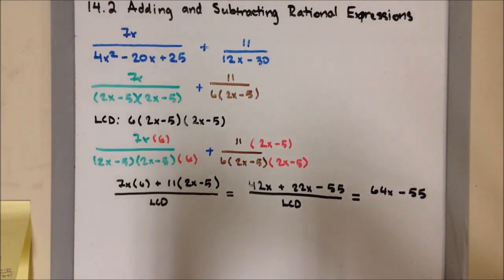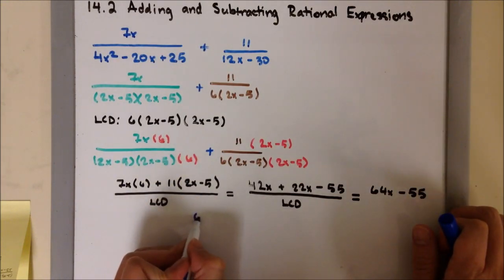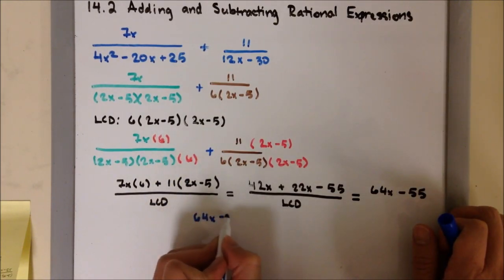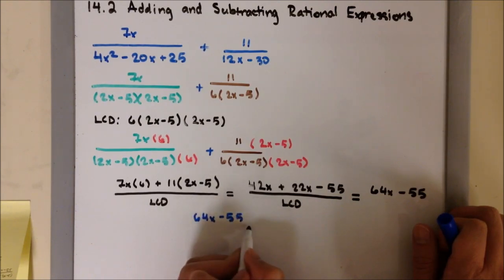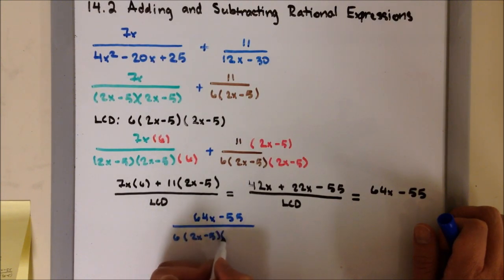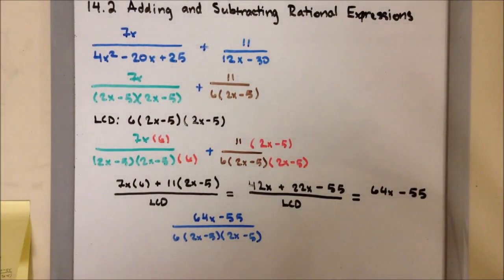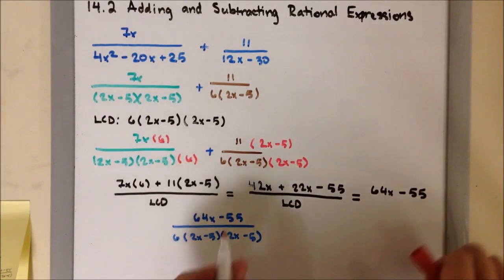Now I'm bringing back the true form of the LCD. So my numerator is, again, 64x minus 55 over 6 times 2x minus 5 times 2x minus 5 again. And that is my final answer. There's nothing in common that can simplify between the numerator and the denominator, so I'm basically finished with that problem. And then I'm going to box up our final answer.